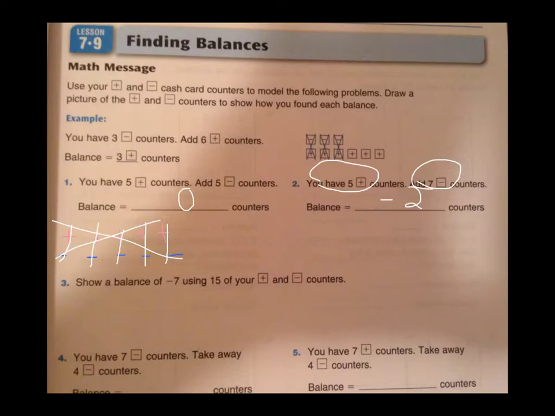The rest of the questions are pretty much the same. A lot of you will be able to do this without using this model over here, but it does help. So don't be shy to use it and show your work. A lot of you might just be able to do it like this. Just find the difference between the two numbers and put the symbol to the number that's bigger.